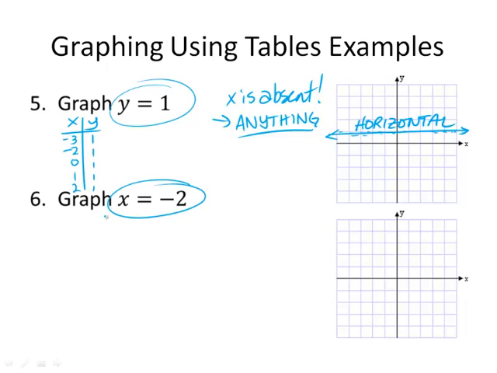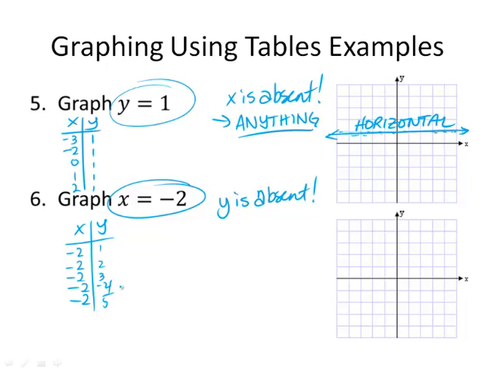What if x is -2? So y is absent, and that also means it can be anything. So in your table of values, as long as your x is -2, I don't really care what y is. Whatever. So as long as your x value is -2, all the possible y's can be used. And that gives you your vertical line.